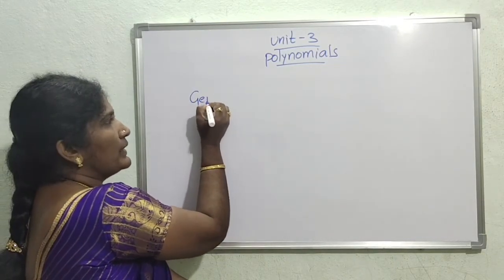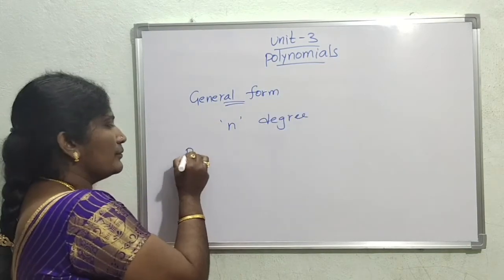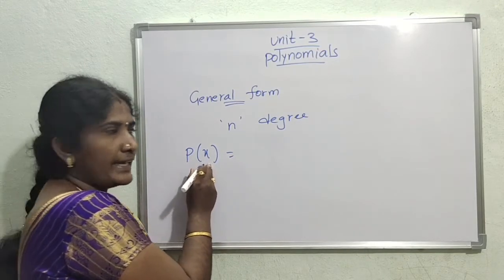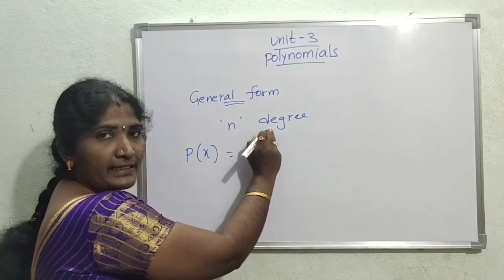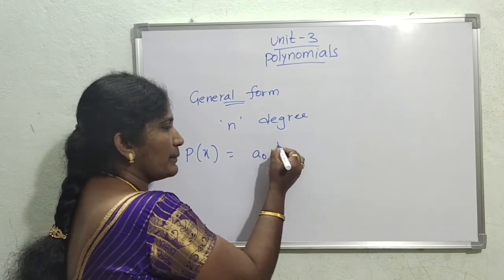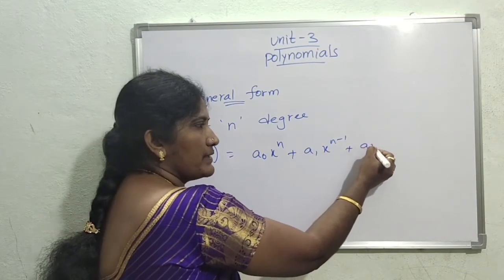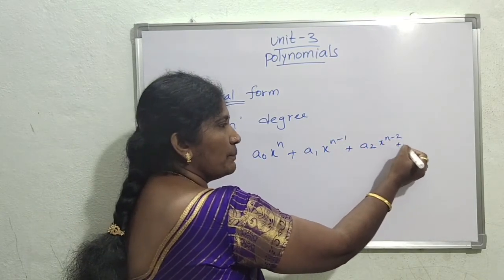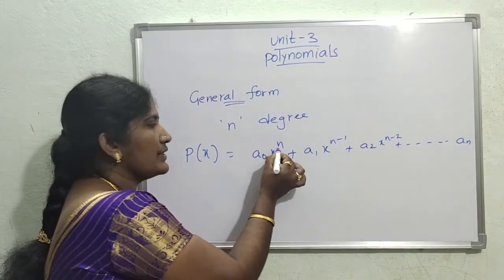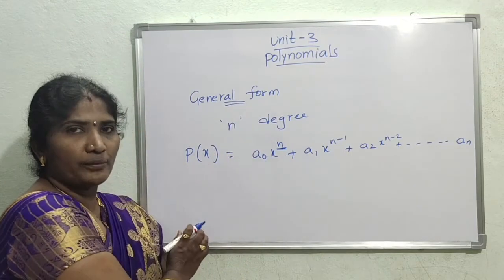First, the general form of a polynomial with degree n. Generally, polynomials can be written as p of x, where the variable is x, of nth degree. The first term is a0 x to the power n plus a1 x to the power n minus 1 plus a2 x to the power n minus 2 plus and so on, final term an. Here the highest degree is n. It is taken as the degree of the polynomial.